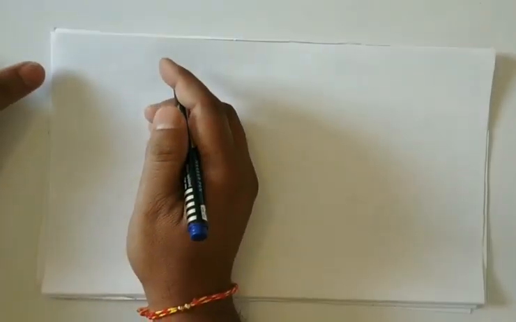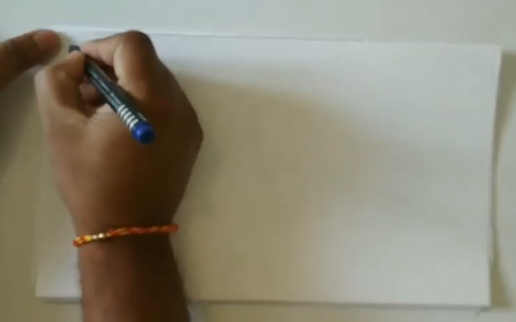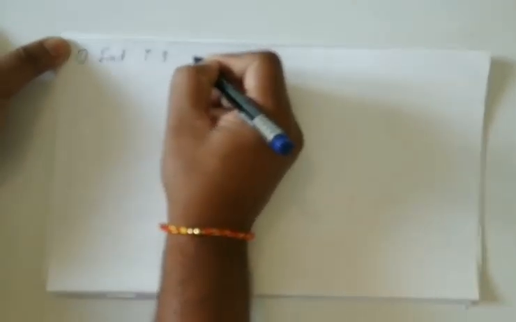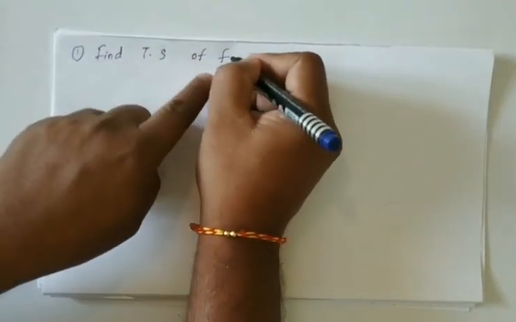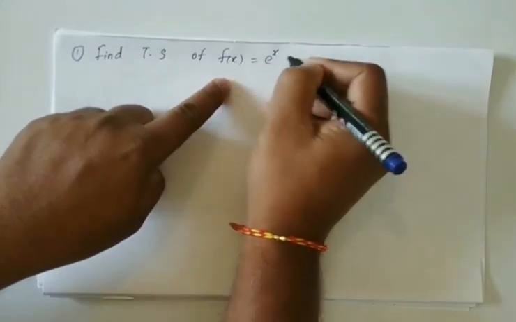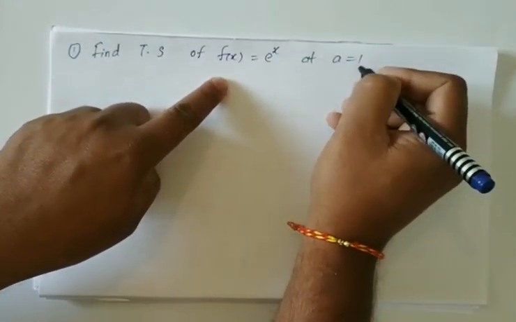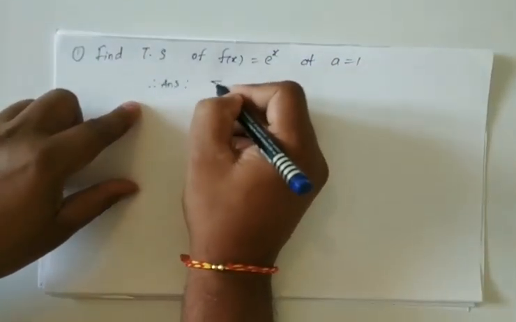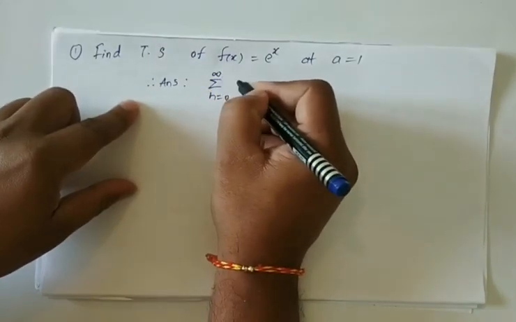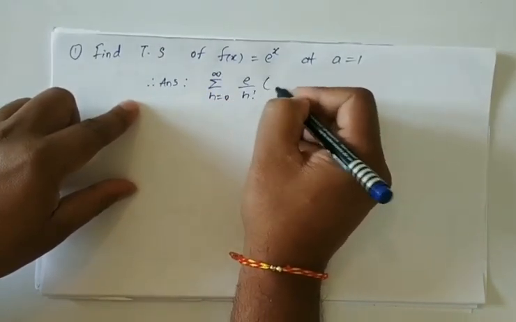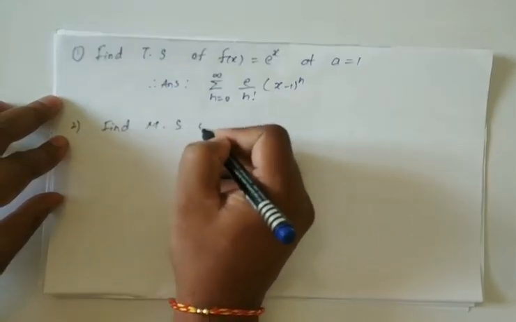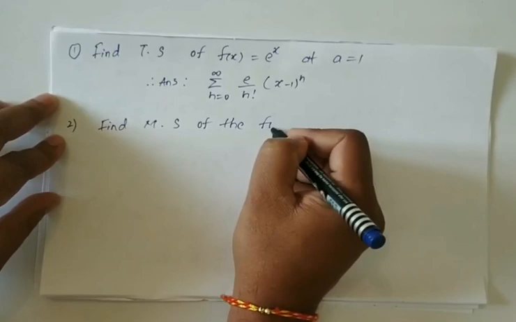Now I will give you some problems, please do it students. First one, find the Taylor series of f of x equals e power x at a equals 1. Answer: summation n equals 0 to infinity e by n factorial into (x minus 1) whole power n. Second one, find the Maclaurin series of the following functions.